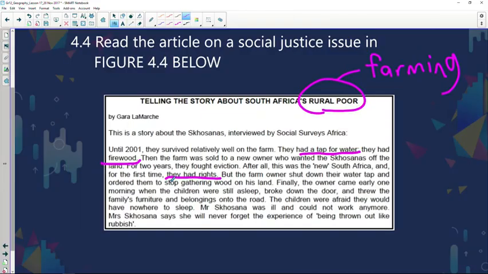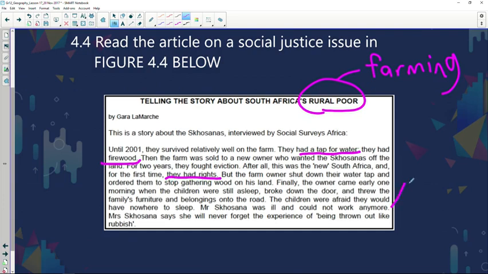Finally, the owner came early one morning when the children were still asleep, broke down the door, and threw the family's furniture and belongings onto the road. The children were afraid. They would have nowhere to sleep. Mrs. Skuzana was ill and could not work anymore.